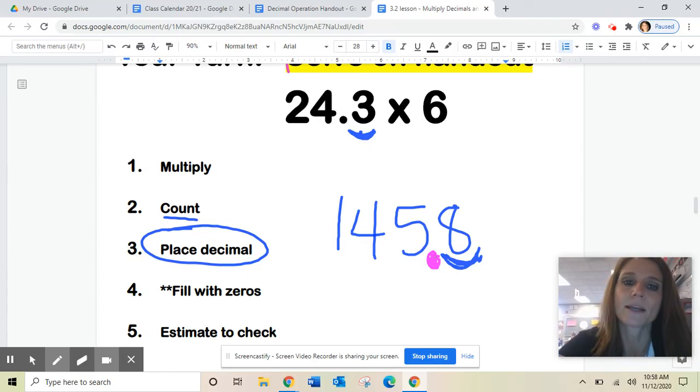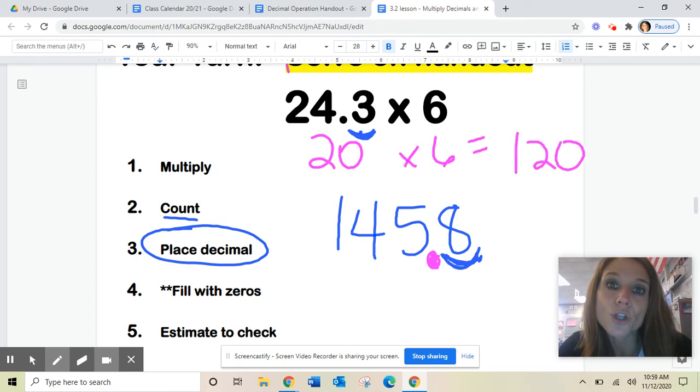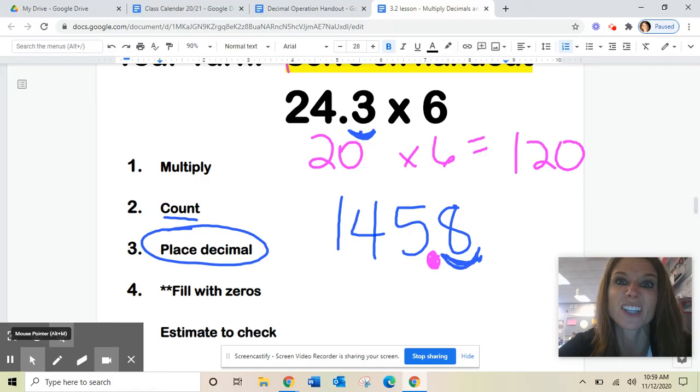If I estimated, I could call this about a 20 times 6, or even 20 times 5 would be close. And this is about 120. 145 is pretty close to the 120-ish. Remember, we're just looking for close. If my answer had been 14, 14 is nowhere near the 100-ish value. So estimation can help check yourself before you figure out you got it wrong.